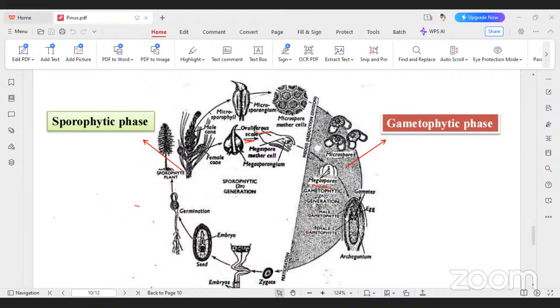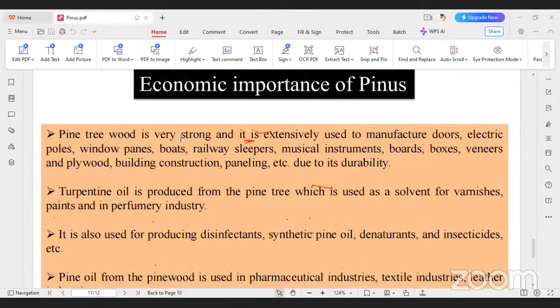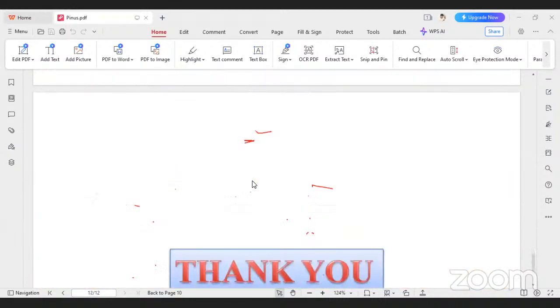So economic importance, no need to explain. You can read it yourself. Economic importance of the Pinus tree and economic importance of gymnosperms are also important. You can see in the book. There is no scope for explanation, just read the headings. What are the importance of gymnosperms? Like this, some important points are given here also.